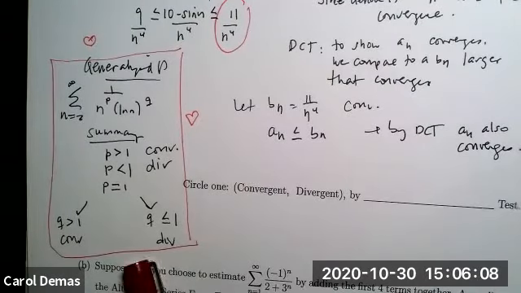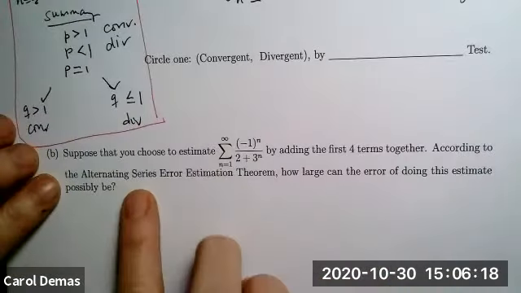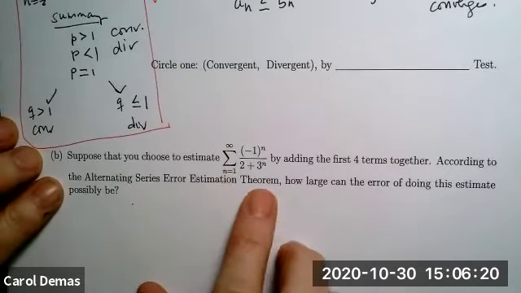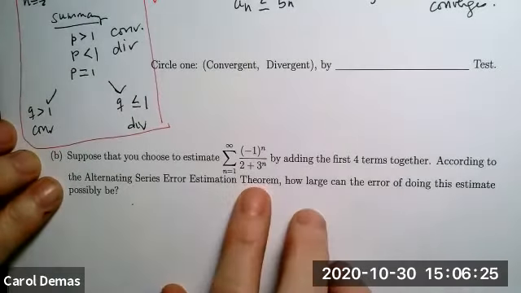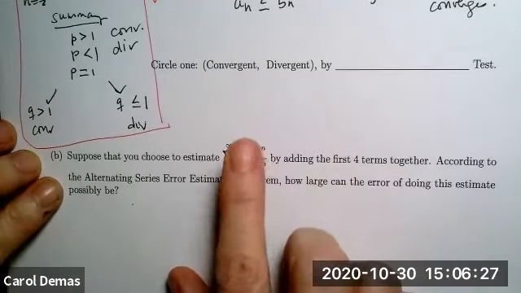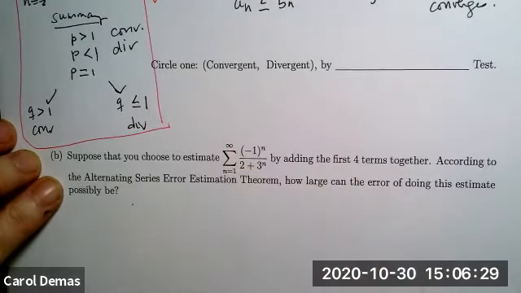Okay, tell me when you're ready for me to move on to part B. Ready? Okay. For part B, we want to use the alternating series error estimation theorem to figure out what the error is if we use only the first terms to approximate the sum of this series.